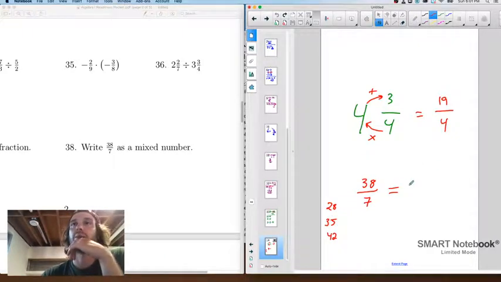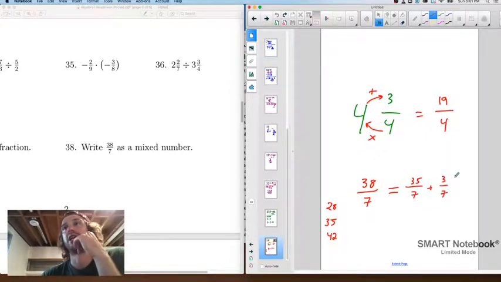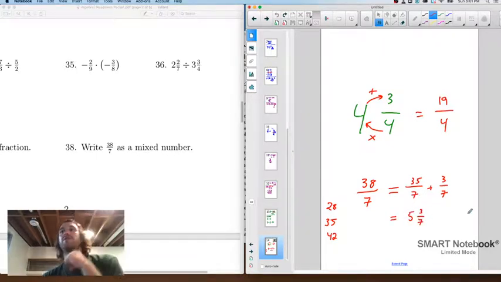So I could write this as 35/7 plus 3/7 to get 38/7, and 35/7 I know is 5. So this is just 5 3/7.